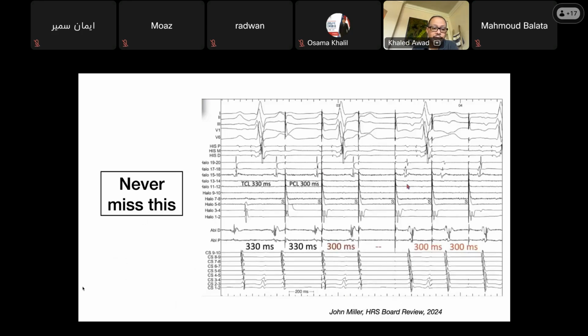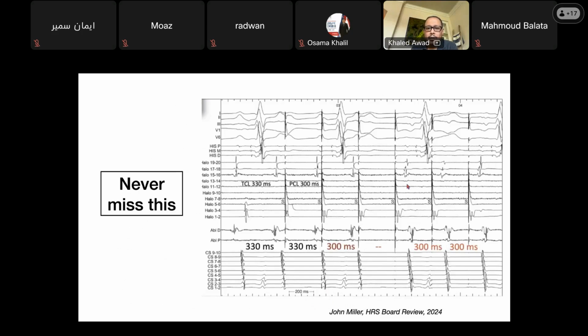Other findings during entrainment we do not want to miss. You can see tachycardia ongoing. This is a very complex electrogram, so bear with me a little bit. So we have tachycardia ongoing. We pace here, this probably doesn't capture. We're pacing at 300 milliseconds. This probably doesn't capture.